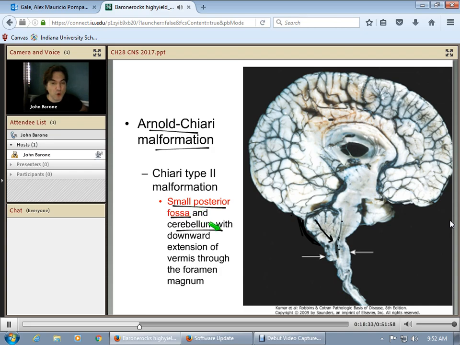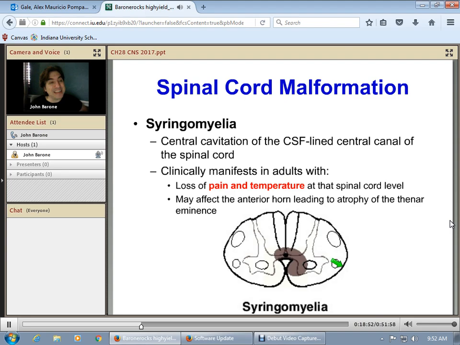It's all about a small posterior fossa, with downward extension of the vermis through the foramen magnum. And then it pushes on the spinal cord. When it pushes on the spinal cord, it can now cavitate. That is called syringomyelia, because it's pushing down on the spinal cord and you get this cavitation in the center. So let's talk about this in greater detail.